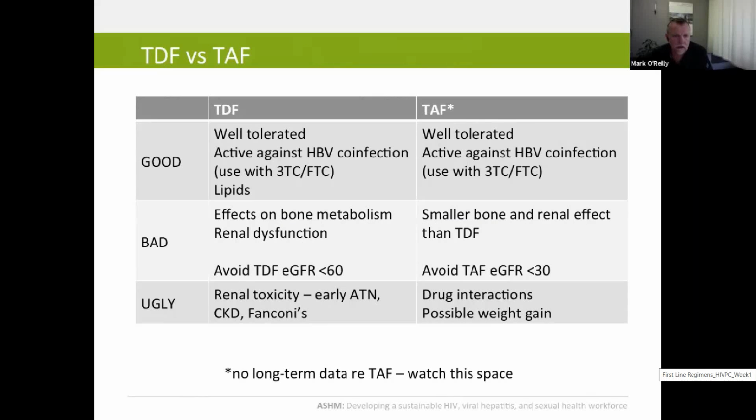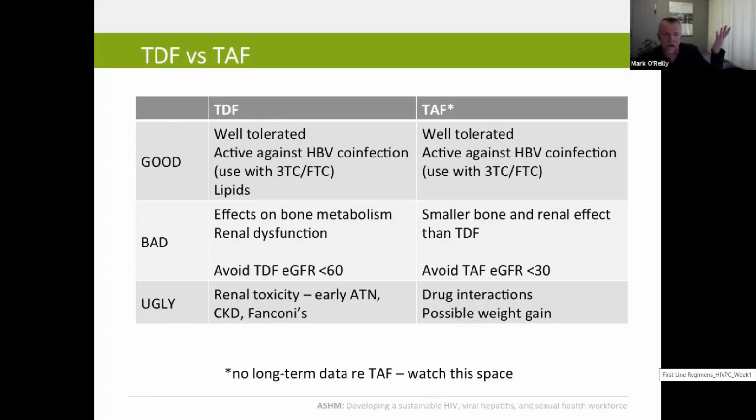It's well tolerated and active against hepatitis B infection, so use it with another agent as dual therapy to cover Hep B co-infection. And it has a favourable lipid profile. We know that TDF reduces bone density and it can cause some renal dysfunction. It has an effect on bone metabolism, and so we don't like to use TDF if the eGFR falls below 60. Similarly, it can be associated with significant renal toxicity. Early on, it can cause acute tubular necrosis, and it's also been associated with chronic kidney disease and Fanconi syndrome.